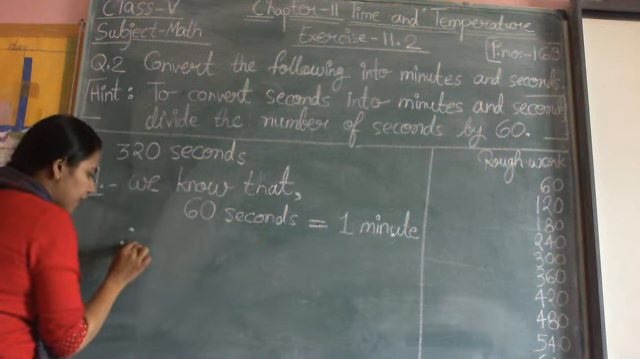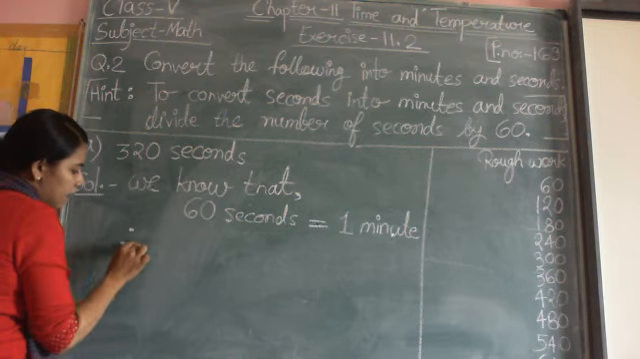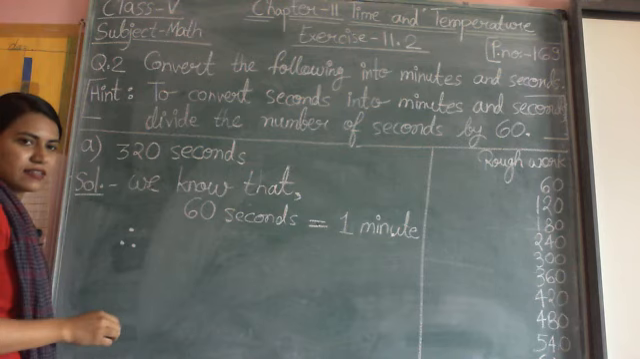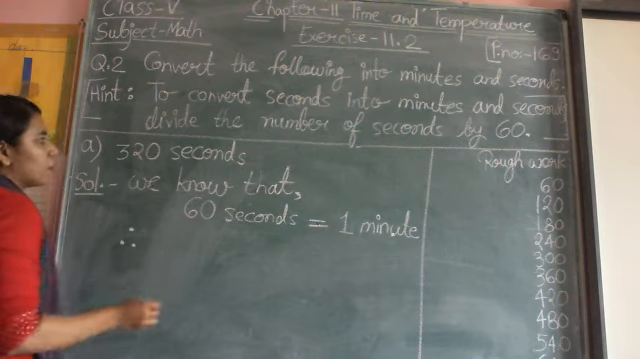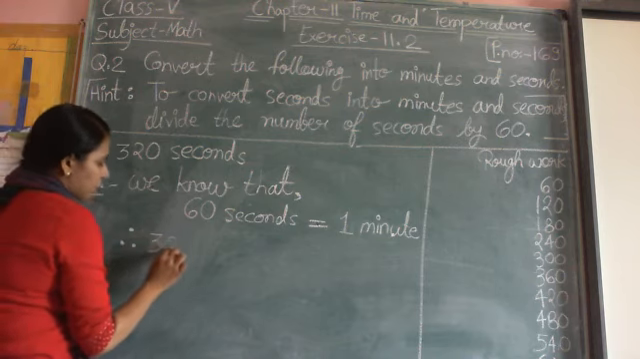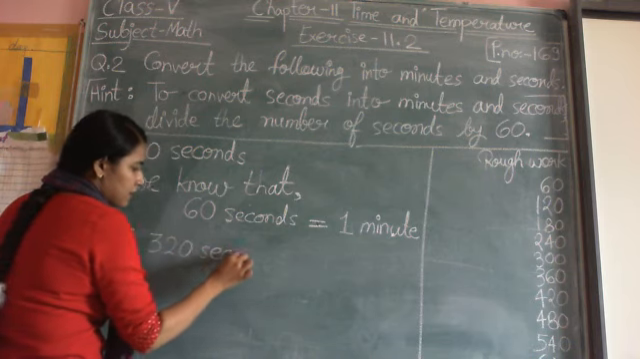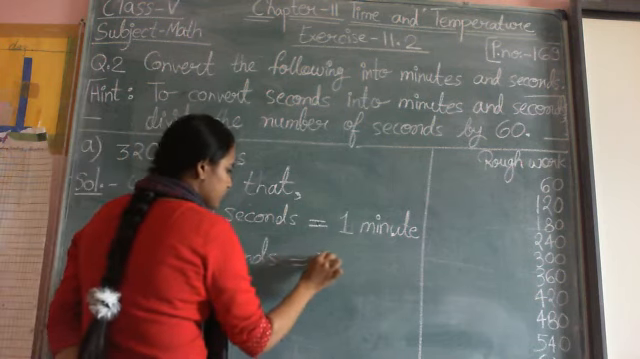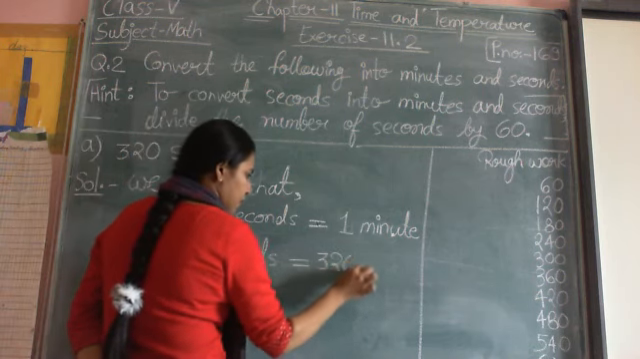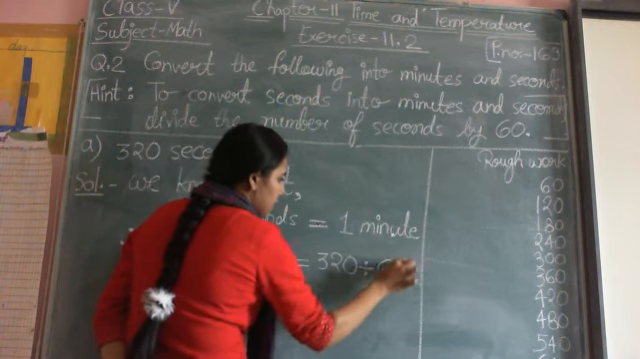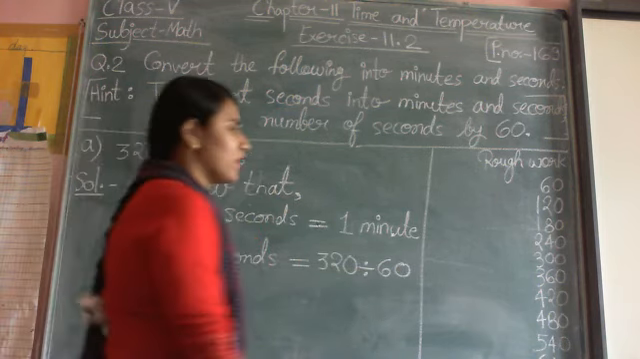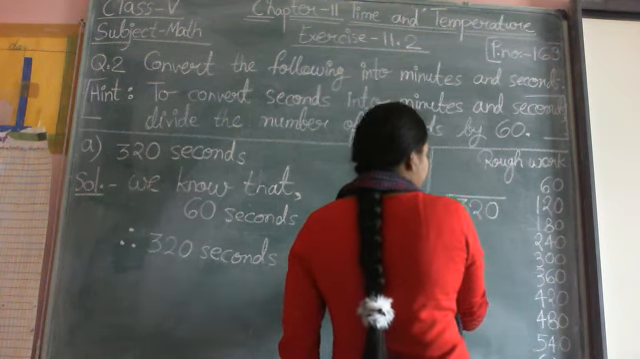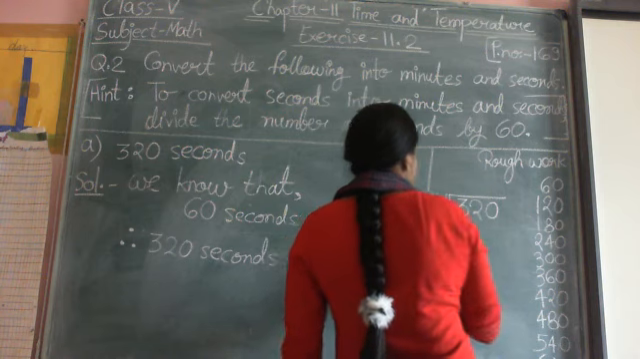In the next line we will write therefore. These 3 dots are the symbol for therefore. Therefore, 320 seconds will be equal to 320 divided by 60. Now in rough work we will divide 320 by 60.